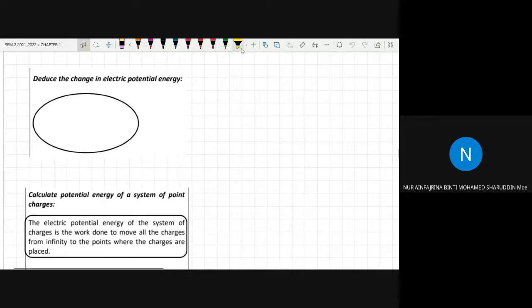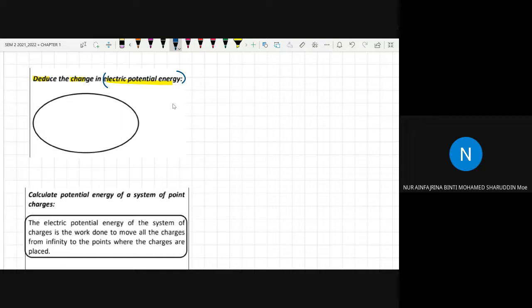So, the learning outcome untuk hari ini adalah we must deduce change in electric potential energy. Okay, perubahan pada electric potential energy.